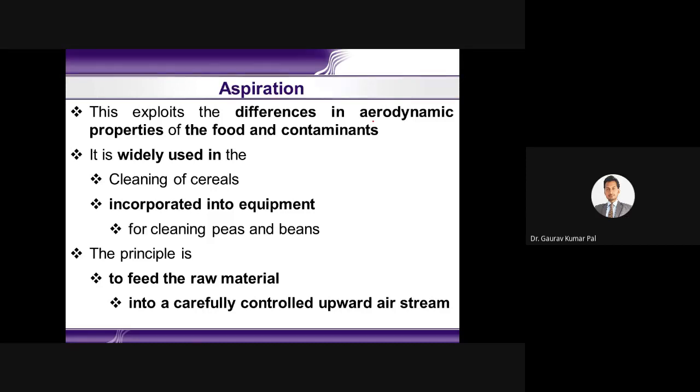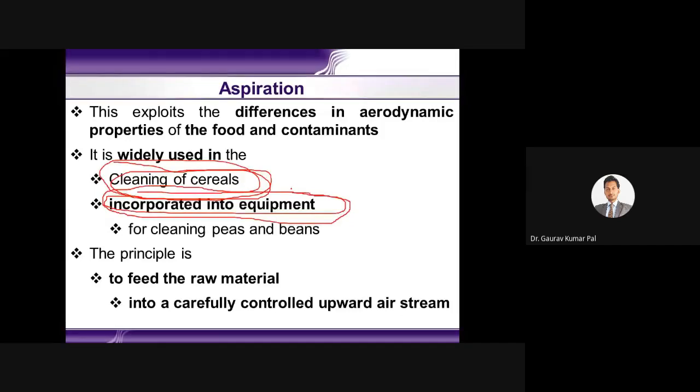Most of the cereals are cleaned by aspiration methods, and in some cases they are even incorporated into the equipment itself. So we have equipment for the cleaning of peas and beans, in which it is already incorporated into the equipment itself. So the cleaning of the peas can be done in a single piece of equipment. The principle is we will feed the raw materials and we will carefully control the upward air stream. How much air stream will go, that velocity of the air stream is very important in the aspiration method, because it is completely dependent on the difference in the aerodynamic properties of the food.